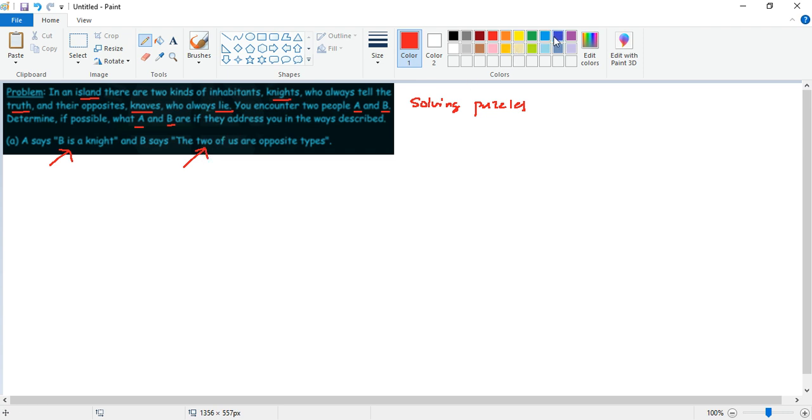So how you can do this question is by, I'll show the logical steps, a sequence of steps and the logical arguments that you can use to solve problems like this. First you have to use propositional variables. So let's say P represents A is a knight, right? And Q represents B is a knight, right? Knights will always tell the truth and knaves will always tell lies, right?